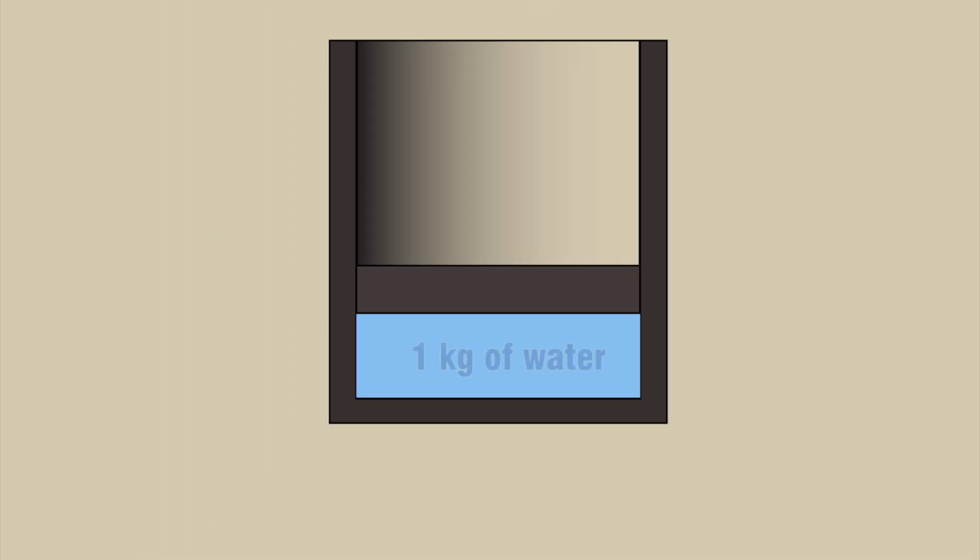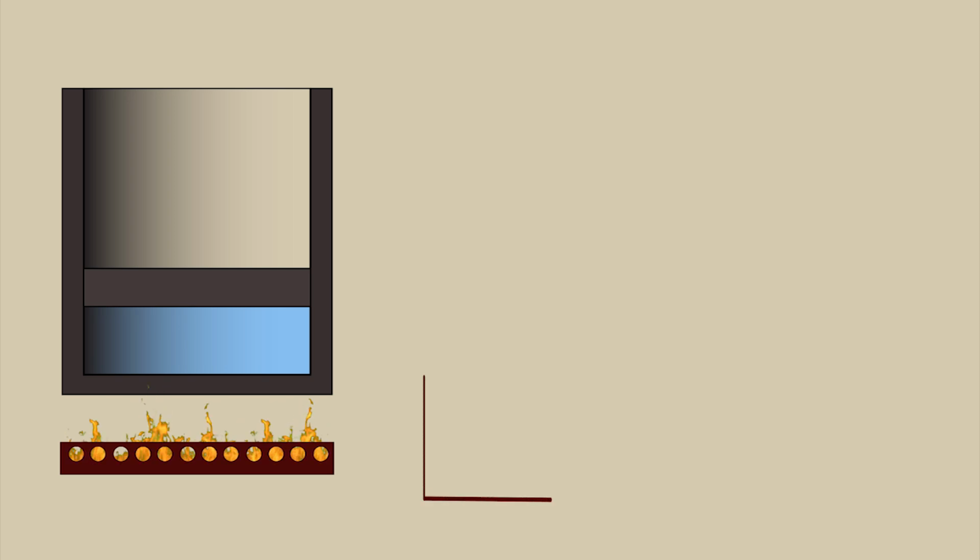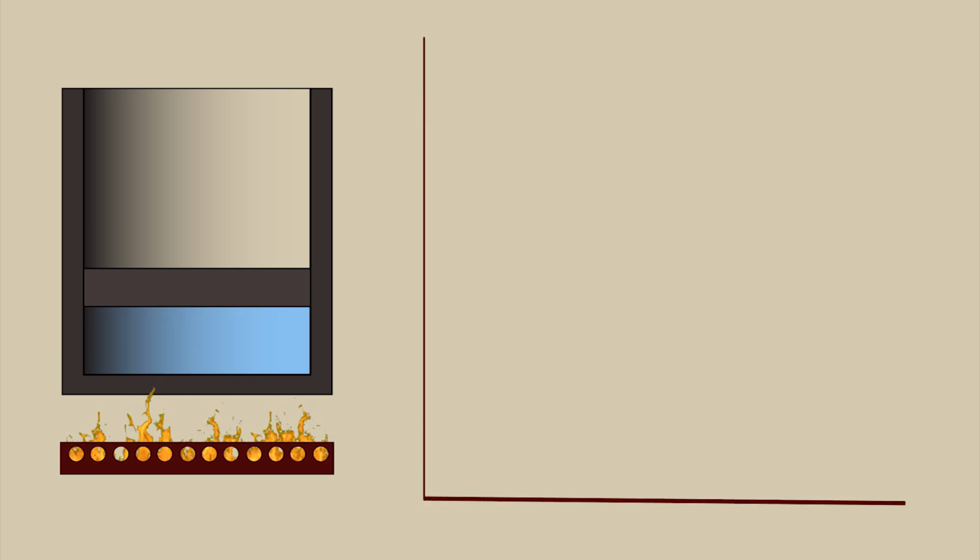Consider 1 kg of water in a closed vessel under a pressure of P Newton per meter square and at a temperature of -20 degrees Celsius. Gradually heated when the pressure remains constant, the following changes will occur.